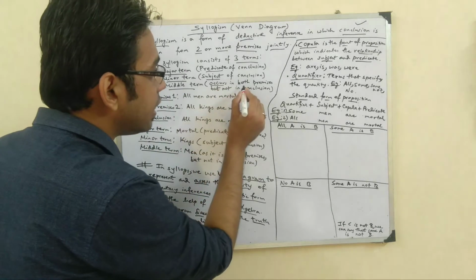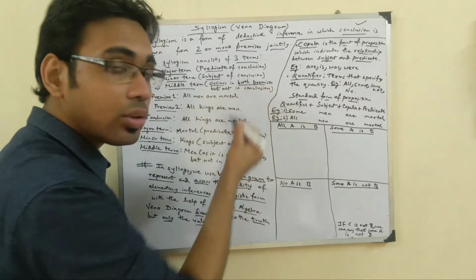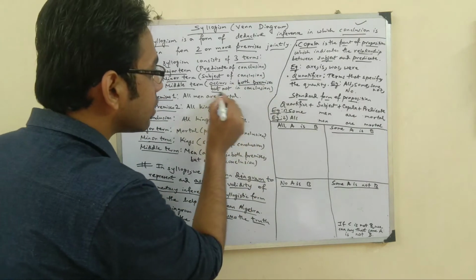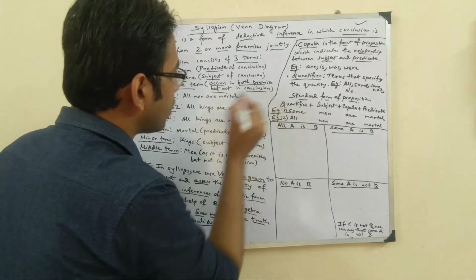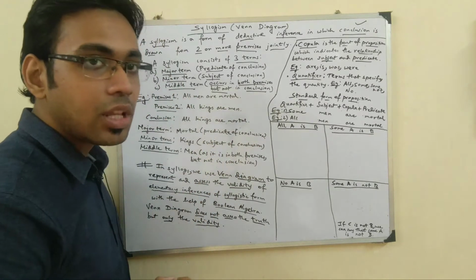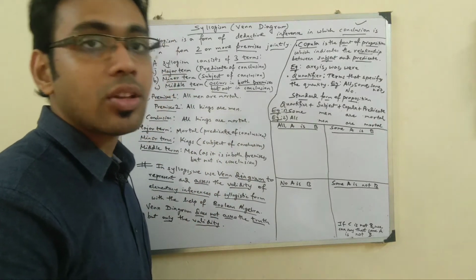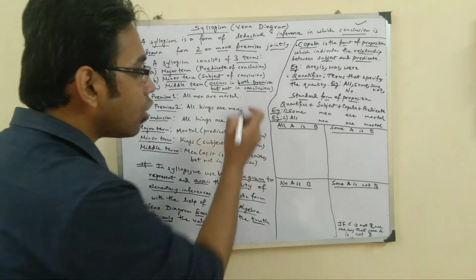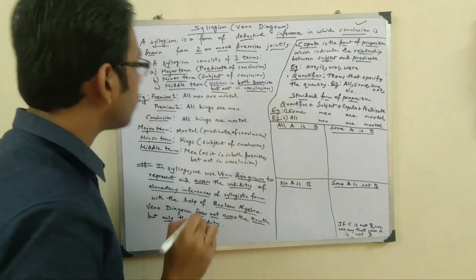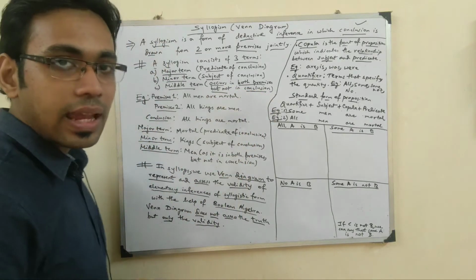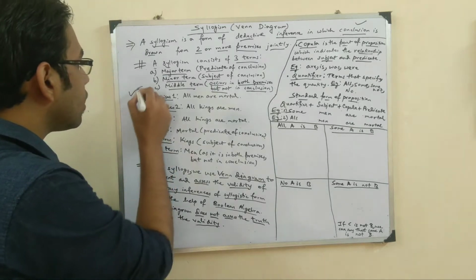It occurs in both the premises, that is in both the statements, but it will not be present in the conclusion. That means middle term is such a term which will be there in both the premises or statements, but it will not be in the conclusion. Now let us see an example to explain this thing.